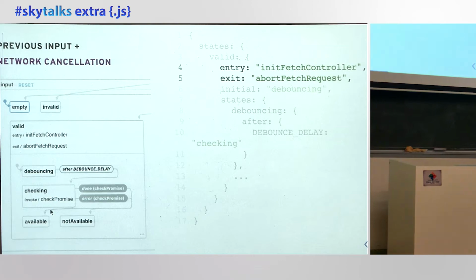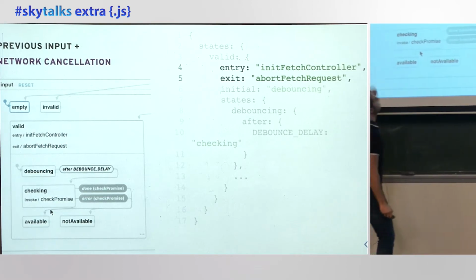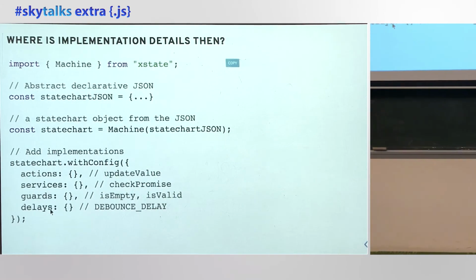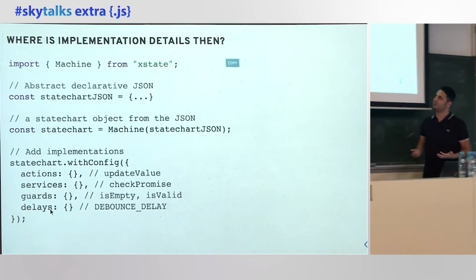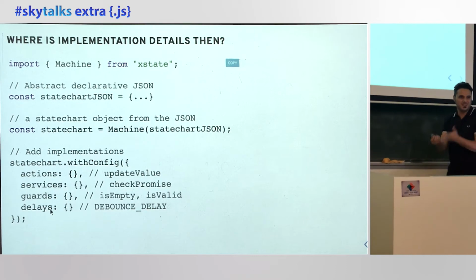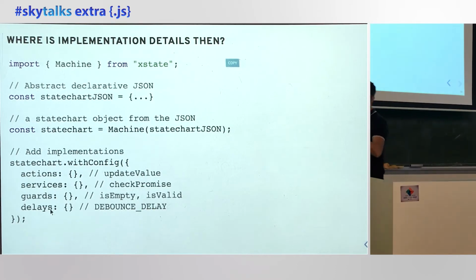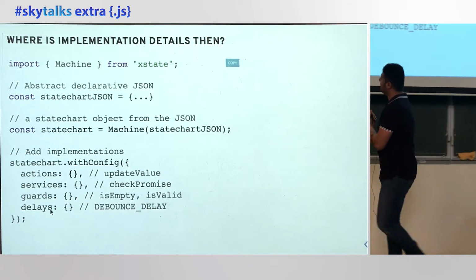And now it just labels them to here. But you might wonder, it was only JSON. It was abstract. It was declarative. Where the hell does this implementation go? Where do I do the actual abort controller and stuff like that? So let me tell you something.